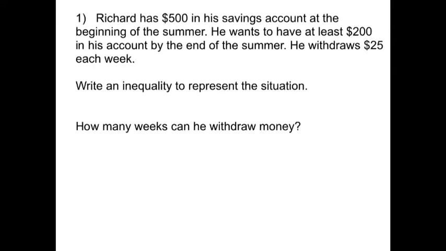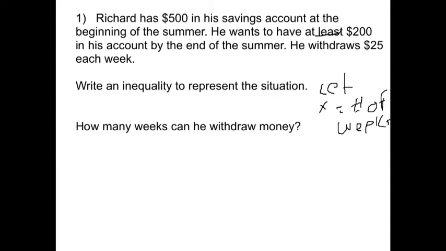So in this case, Richard has $500 in his savings account at the beginning of the summer. He wants to have at least $200 in his account by the end of the summer. He withdraws $25 each week. So I'm going to write an inequality to represent this situation. And just like every other inequality and equation that I write, I'm going to define my variable as let x equal number of weeks. Because when I put x into my inequality, it's going to represent how many weeks he can spend money.